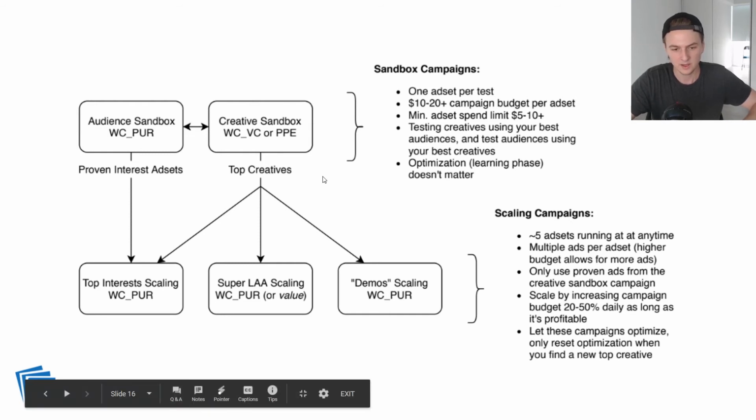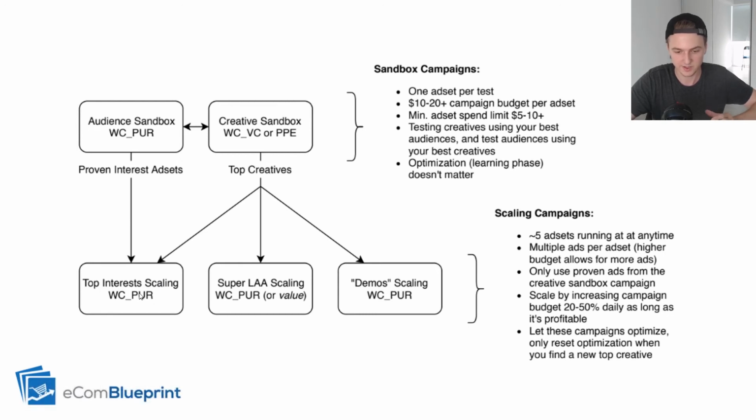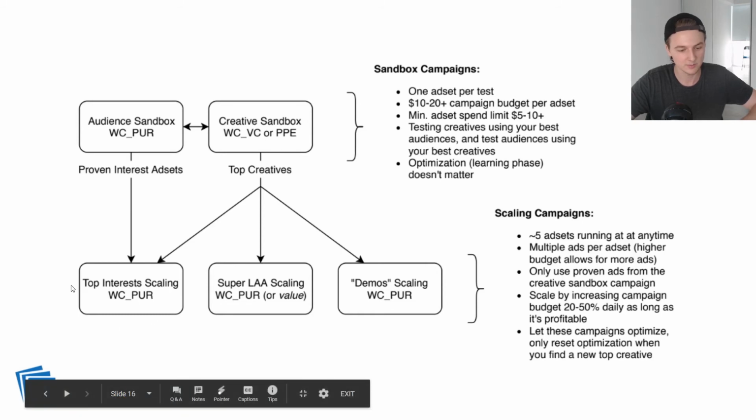And so at the bottom here, I have the scaling campaign. So these are the 3 types that I just covered: top interest scaling, super lookalike scaling, demo scaling. So these are your scaling campaigns here. And so what you want to do is take the proven interests. You constantly want to be testing interests in here, right? Once interests start doing bad, you want to replace them from here. Proven interest ad sets go into your top interest scaling, right? And so this is how you keep this campaign fresh.